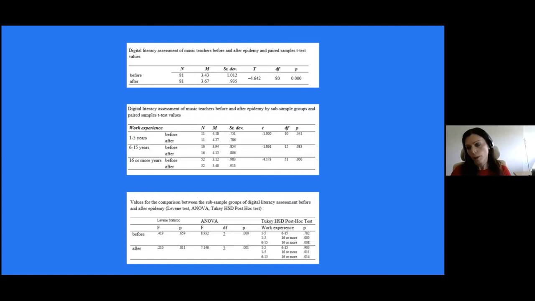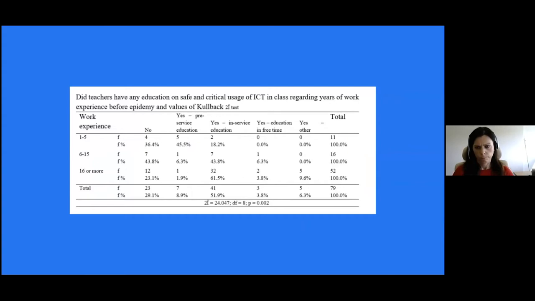And the third table shows that we also checked if there were differences before and after between those three groups. And we can see that the difference appeared with the most experienced group. The most experienced group assessed themselves lowest in both measurements, before and after the epidemic.